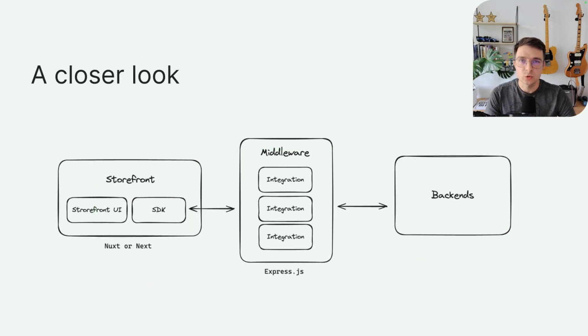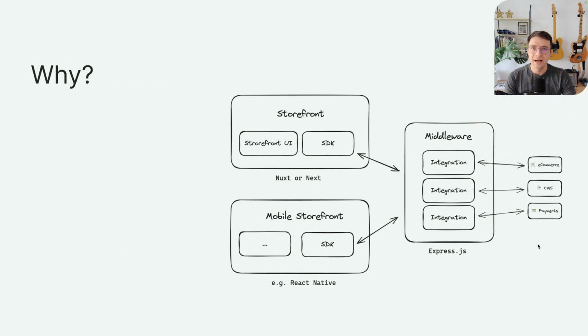Zooming in. The storefront is a Next.js application that is built out of Storefront UI components and uses Alokai SDK to connect to the middleware. The middleware is just an Express.js application that uses Alokai integrations to communicate with different backend services. I know that this architecture might look overwhelming at first. However, it is not more complicated than a usual storefront would be. That's because it does the same job, however, in a better way.